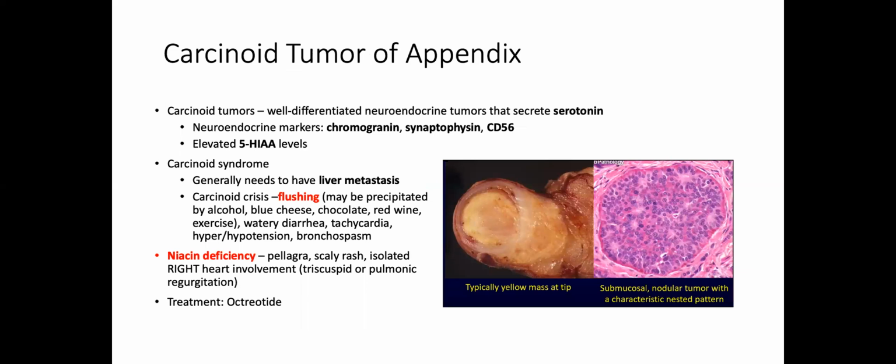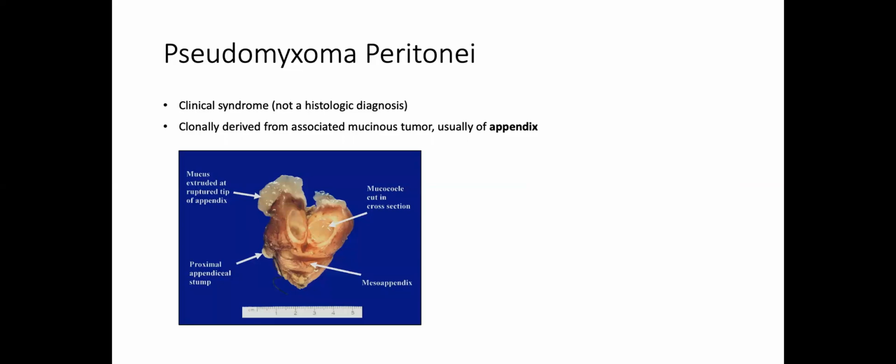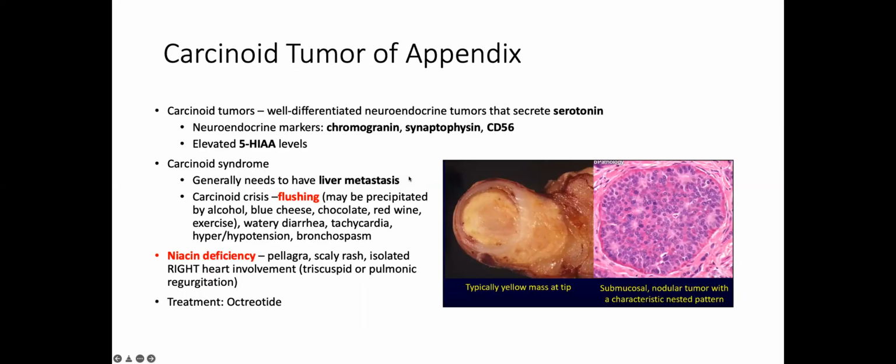The other tumor that is associated with the appendix that has symptoms. So this is the one that's a mucinous-looking appendix, and then a tumor that actually has symptoms. It's got these nested patterns. They've got high levels of 5-HIAA, and then neuroendocrine markers like chromogranin, synaptophysin, CD56. It's a well-differentiated tumor that secretes serotonin. So high levels of serotonin.